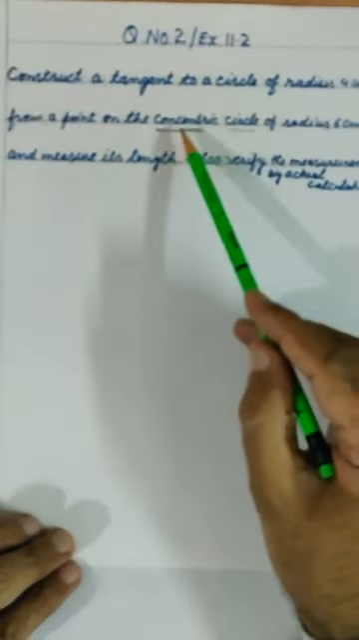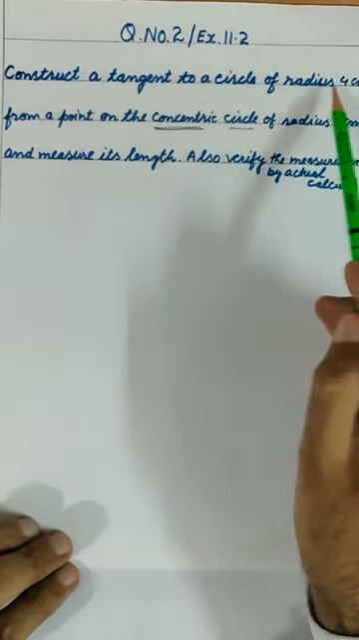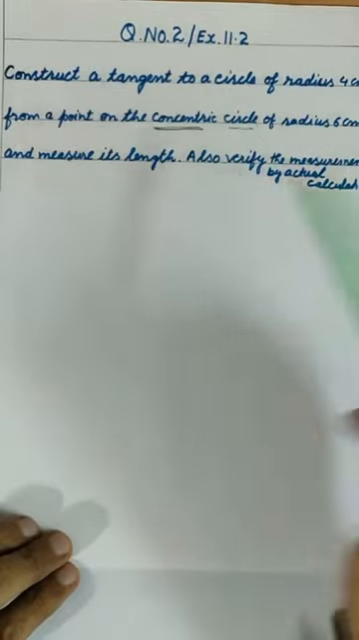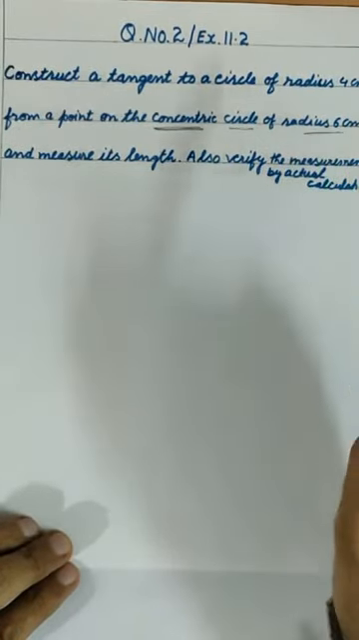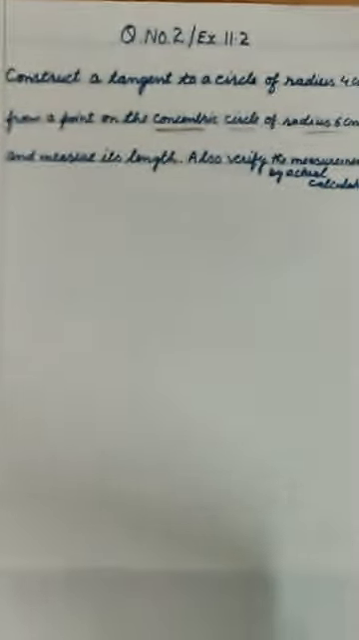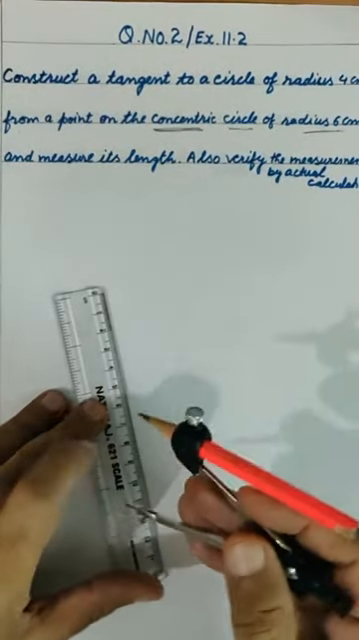There is a circle of radius 4 centimeter. There is another circle of same center but radius is 6 centimeter. We have to take a point on the circle of radius 6 centimeter, and then we have to draw the pair of tangents to the circle of radius 4 centimeter. First of all, what you have to do? We have to draw a circle of radius 4 centimeter.